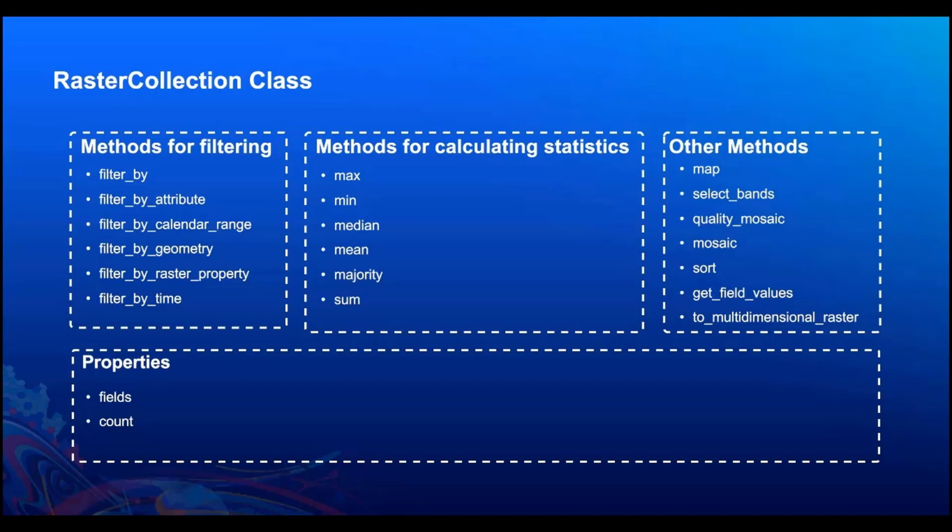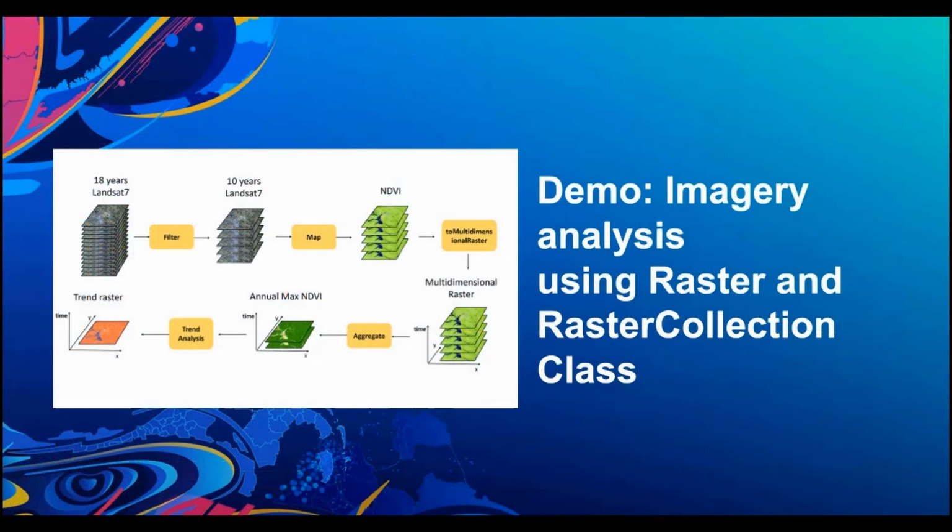There are other methods for performing analysis, like the map method, which allows you to map a particular function to each item in the collection, and the to multidimensional raster method to convert the collection to a multidimensional raster, etc. Now, let us see a demo that showcases the raster collection class.